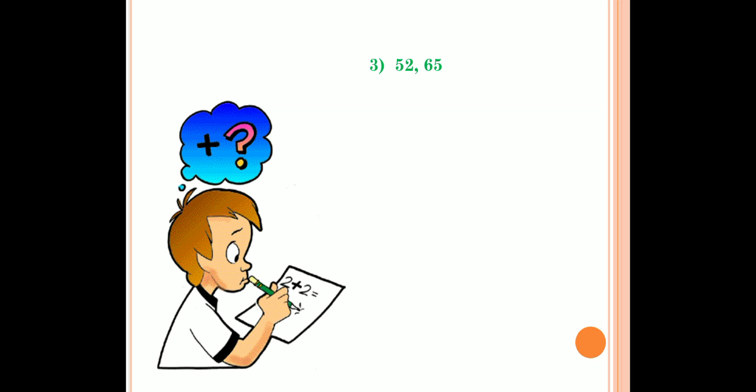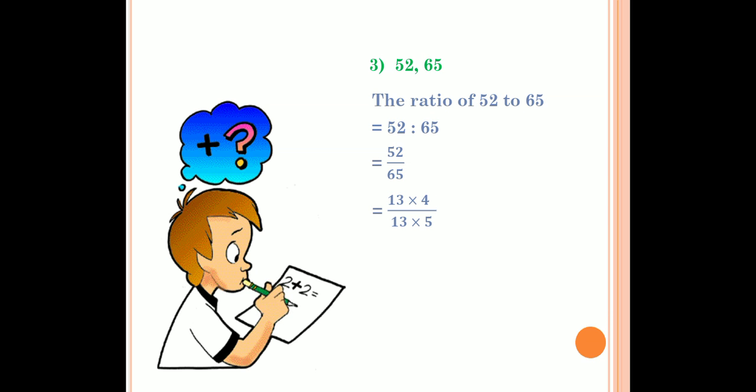Then the third sum, 52, 65. Again we write the statement, the ratio of 52 to 65 is equal to 52 is to 65. That is equal to 52 upon 65. Now let us simplify it. Which table is common? We have the 13 times table common. So 13 into what will give us 52? 13 into 4 gives us 52 and 13 into 5 gives us 65. So we are left with 4 upon 5, that is equal to 4 is to 5.